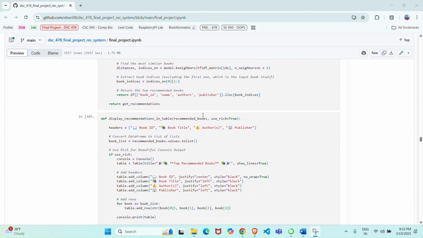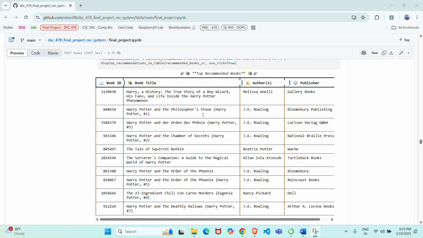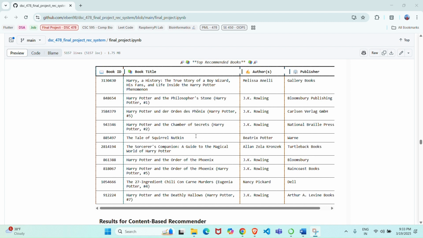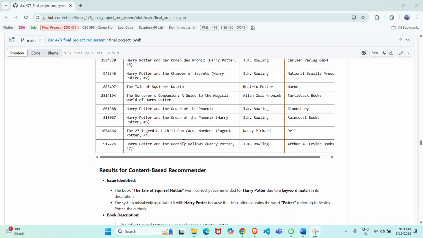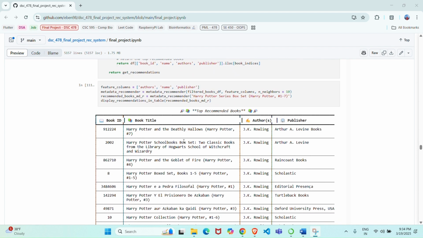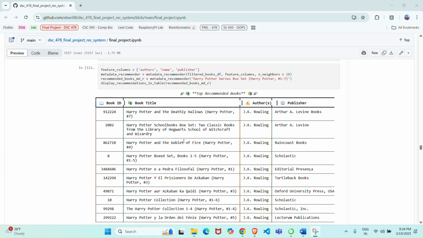Below here we could see the output for the content based recommender system, which uses description. So here you could see The Tale of Squirrel Nutkin, which is not similar to Harry Potter, and since Potter is there in the description, it brings it out for us, and here is the result in detail for content based.